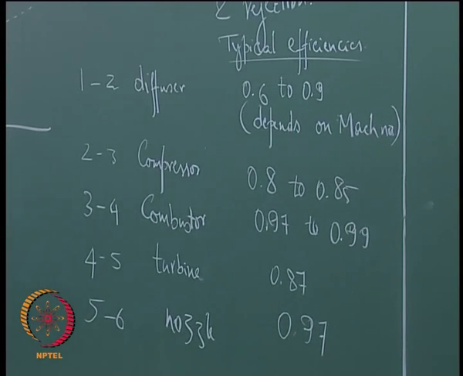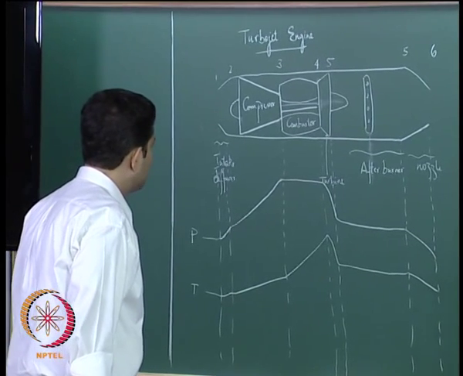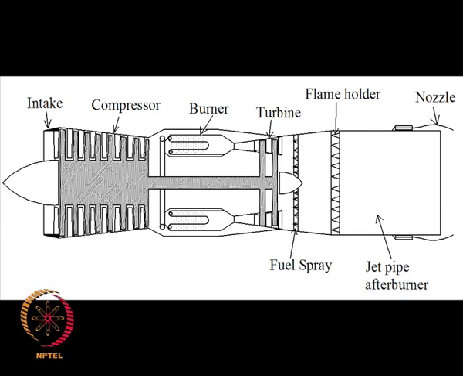Now let us look at some typical engines. This is a typical gas turbine engine with axial compressor. Here you have the intake and this is the axial compressor. What we mean by axial compressor is the flow is along the axis, and you have the burner or the combustor, then you have the turbine and jet pipe or the afterburner, and then the nozzle.